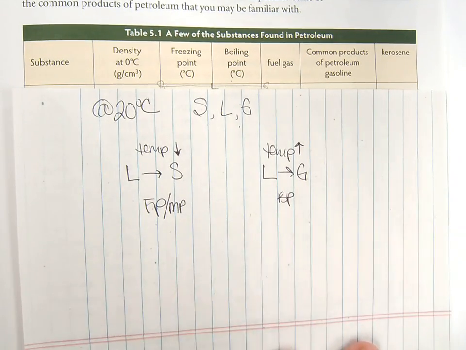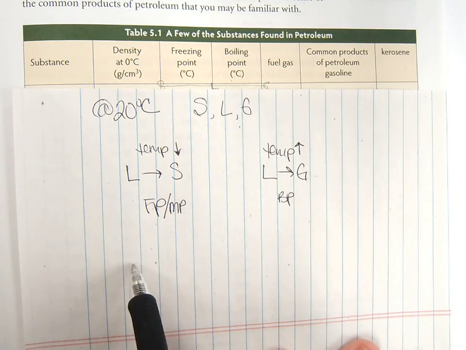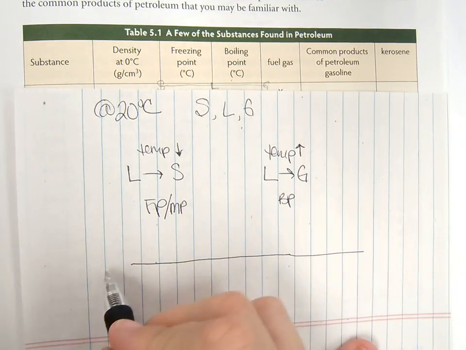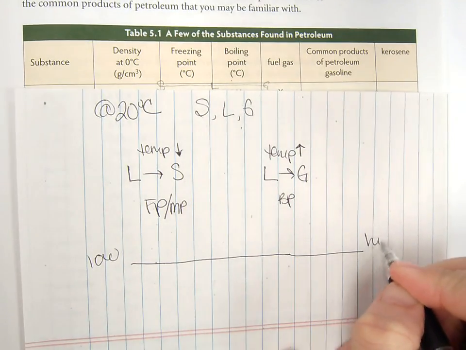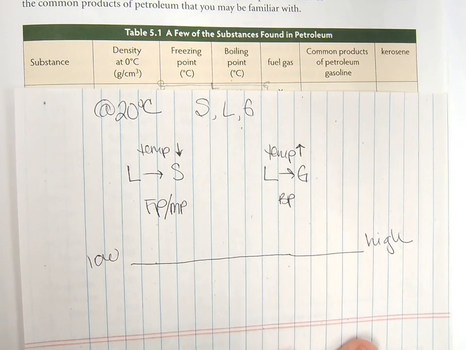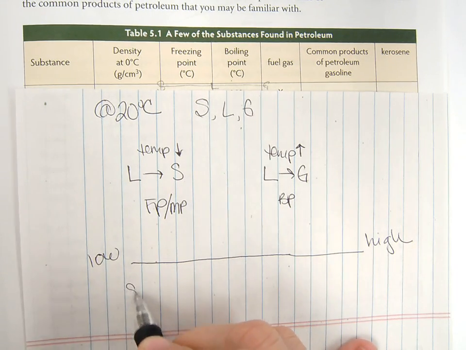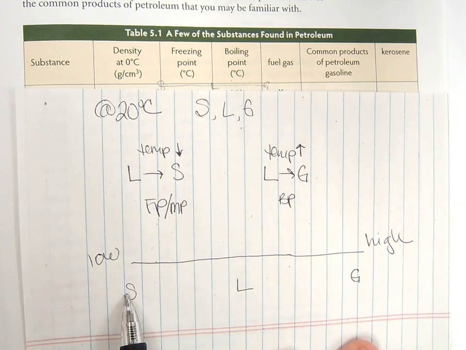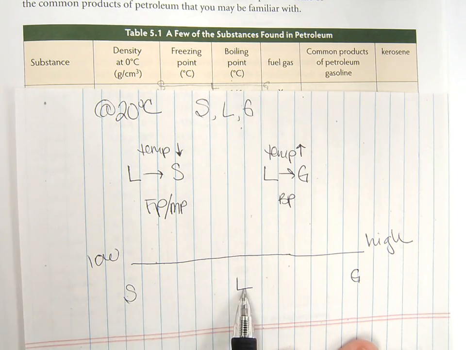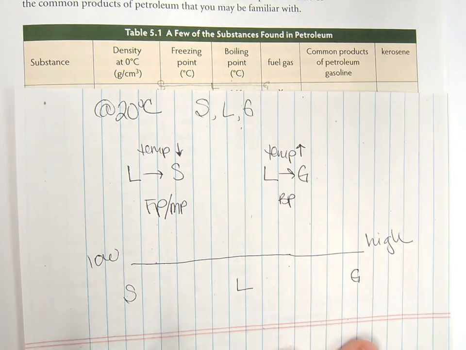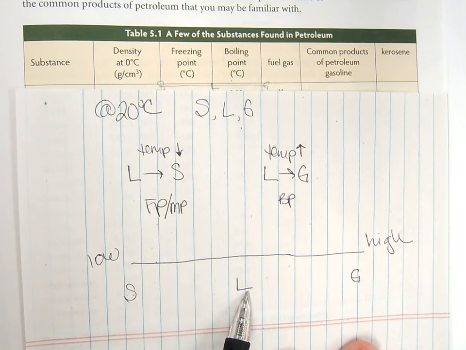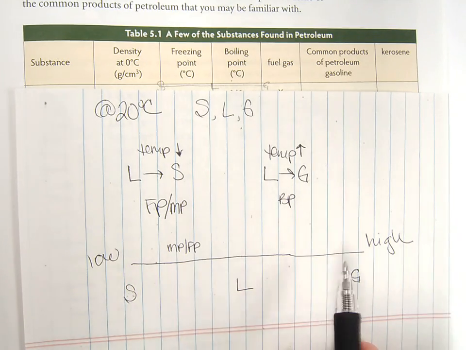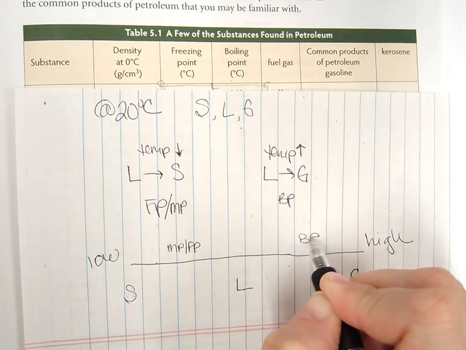So if I set this up like a continuum, like a number line with temperatures, let's think of really low temperatures over here and really high temperatures over here. The progression is going to be from solid to liquid to gas. As the temperature increases, a substance can go from a solid to a liquid. As it continues to increase, it can go from a liquid to a gas. When it goes from a solid to a liquid, that's its melting point, which is the same thing as its freezing point. And when it goes from a liquid to a gas, that's its boiling point.